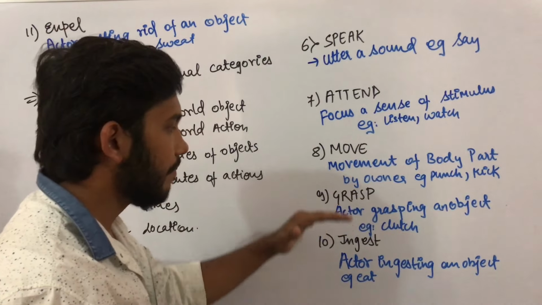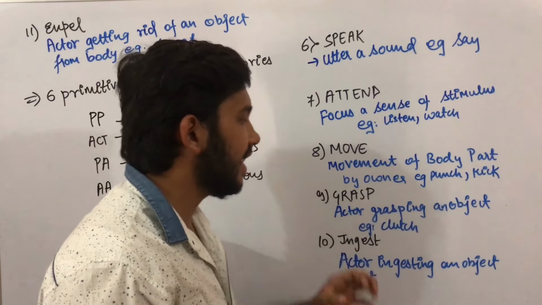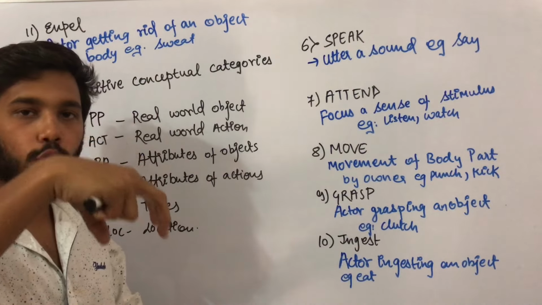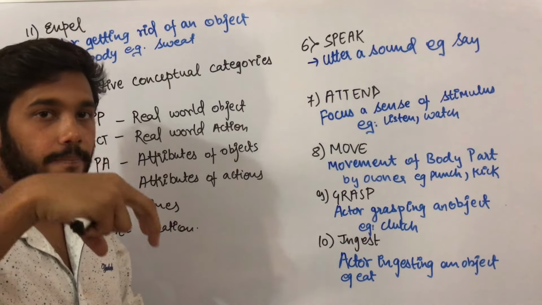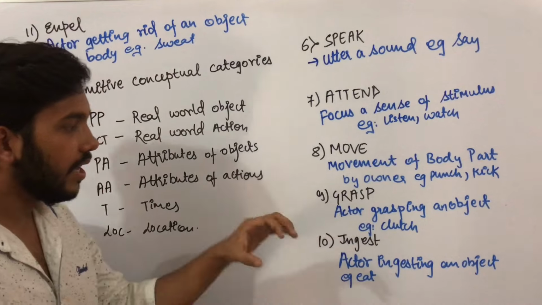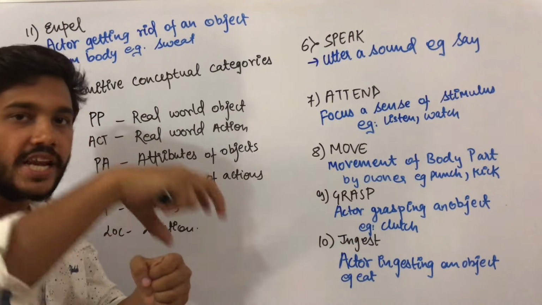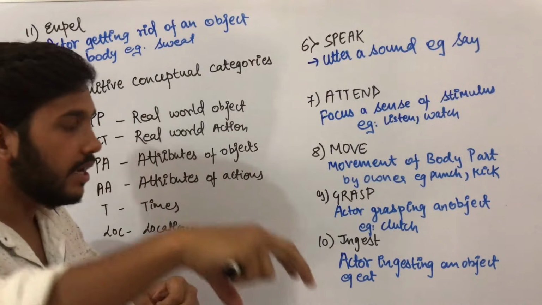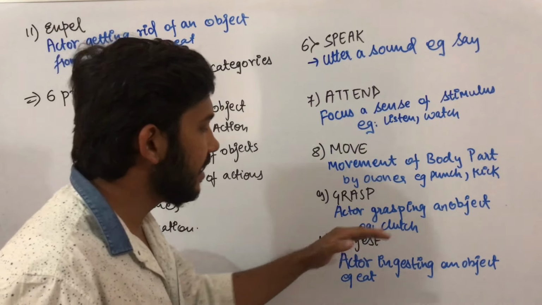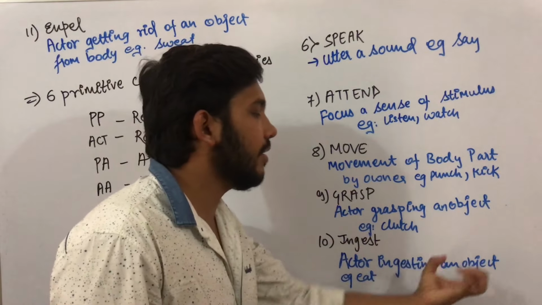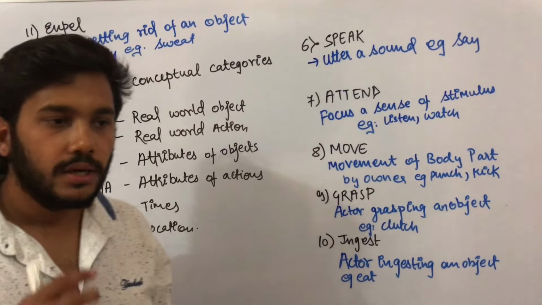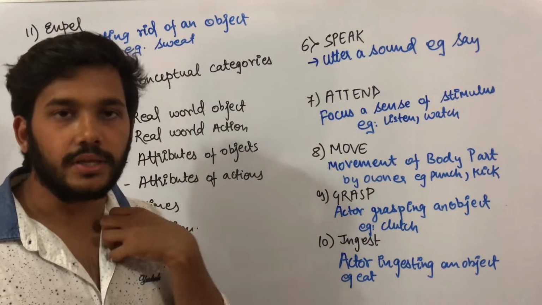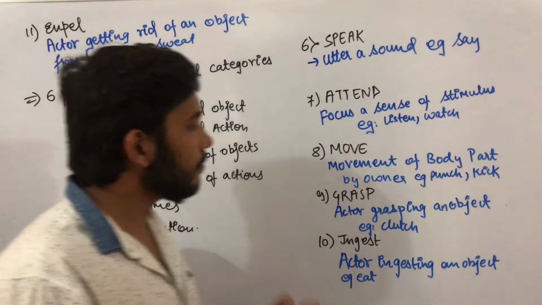Ninth, grasp, actor grasping an object. Example, clutch. Like, girls put a clutch on their hair, as a clutch grabs an object. For clutch, the object is hair. Tenth, ingest, actor ingesting an object. Like, when you are eating something, you are ingesting something into your body.